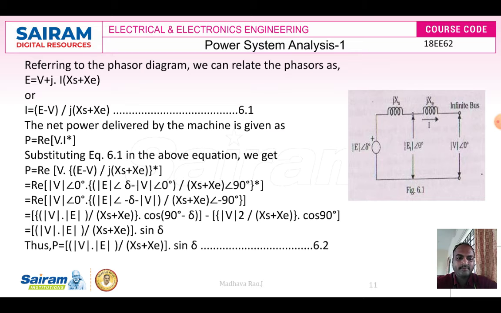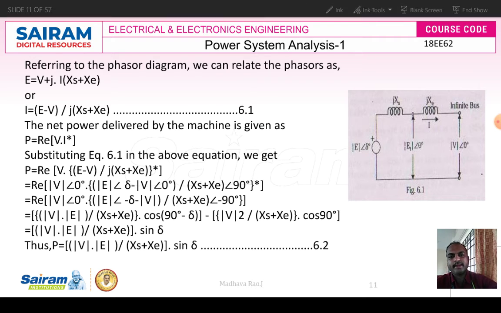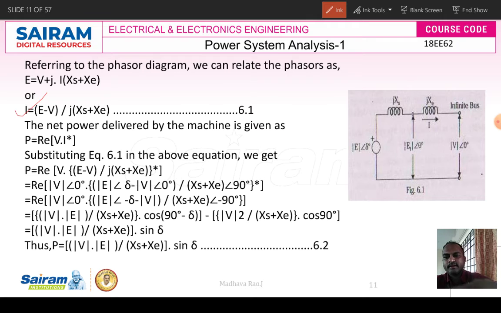So from this phasor diagram and from the single line diagram of the synchronous machine, we can write E is equal to V plus j into I into (Xs plus Xe). From that you can write I is equal to (E minus V) by j into (Xs plus Xe).